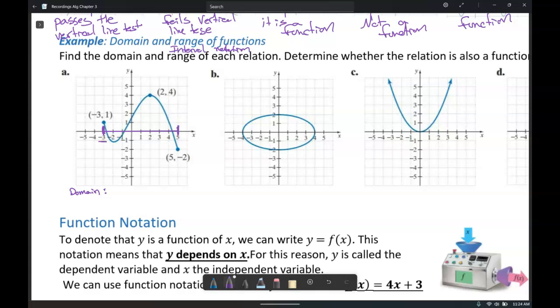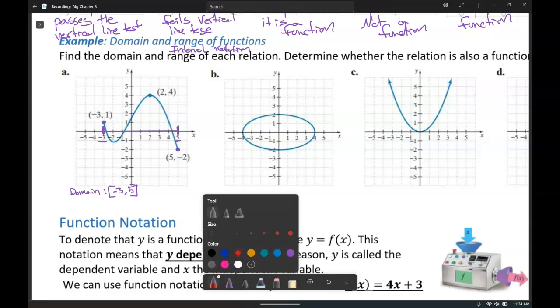Well, our x values go from -3 to 5, so our interval is -3 to 5. And actually, we need those in brackets because -3 and 5 are both included within our domain. Notice the closed circles on those points.